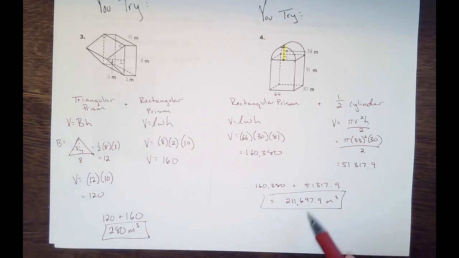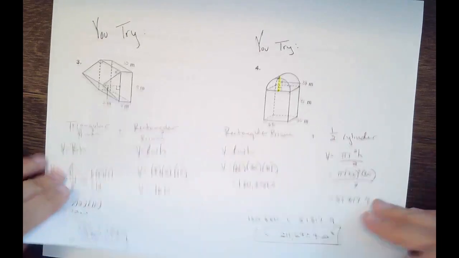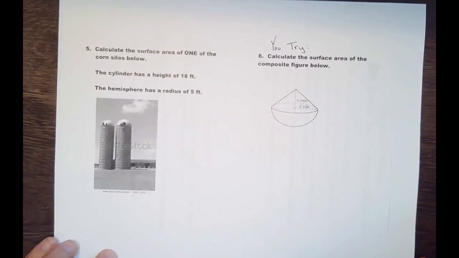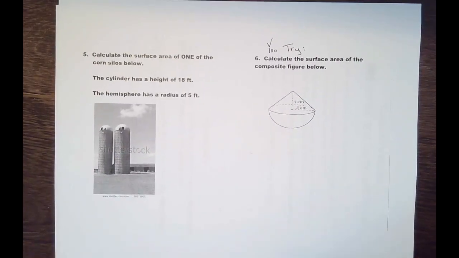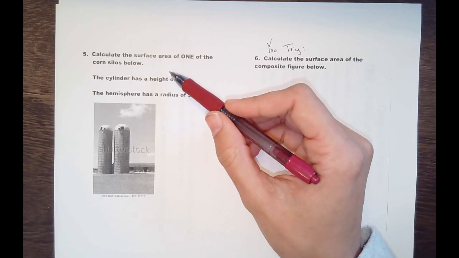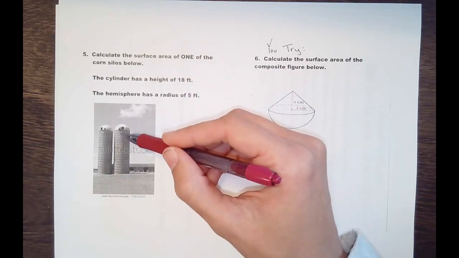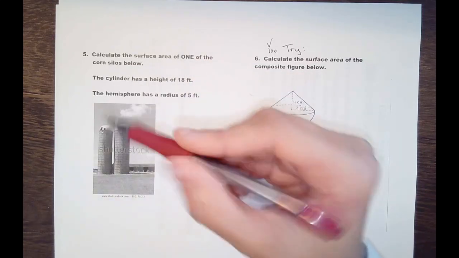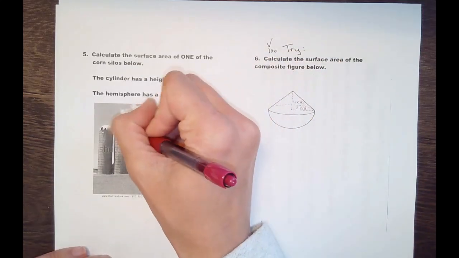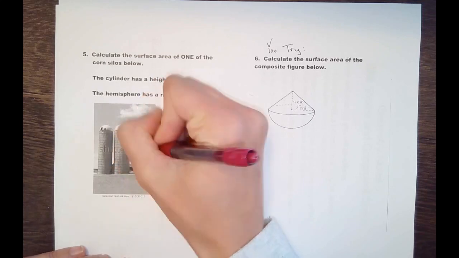So next we have our surface area. So here we're going to calculate the surface area of one of these. Okay. Now it tells us that this cylinder has a height of 18. And then this hemisphere, which is half of our sphere, has a radius of 5.